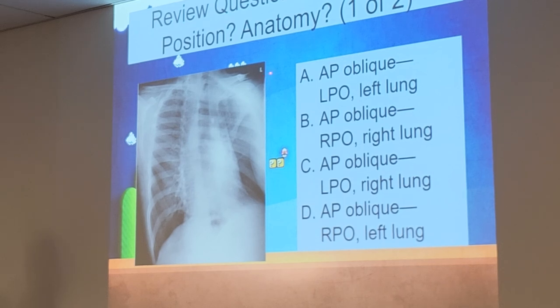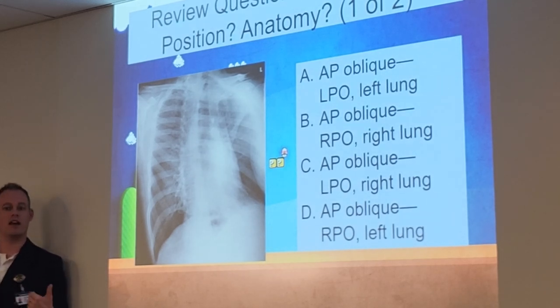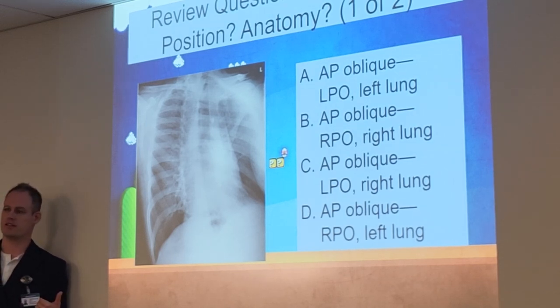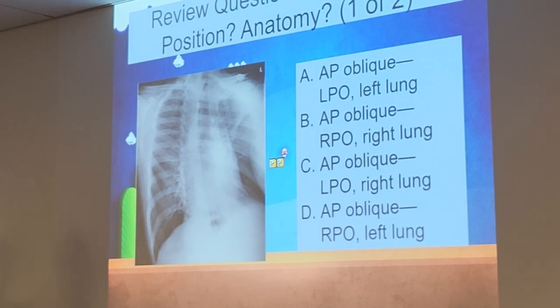So we mark the side down, left side's down, and then we're elongating the left lung. The only position that elongates the left lung when it's down is the LPO. Does that make sense? We have to look at the marker and which side is being elongated to identify that X-ray. So we have AP oblique, LPO, left lung.